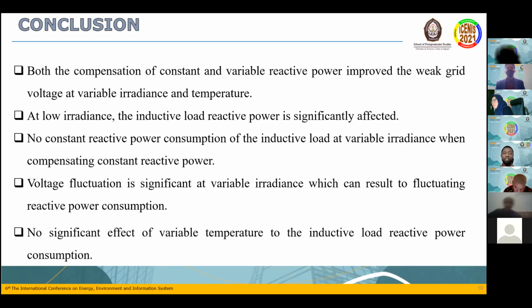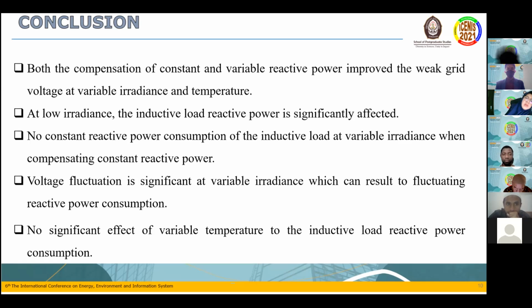And then we found that the fluctuation of the voltage is significant in variable irradiance, which led to fluctuating reactive power as well. However, the effect is even negligible for the variable temperature that we get from the results.